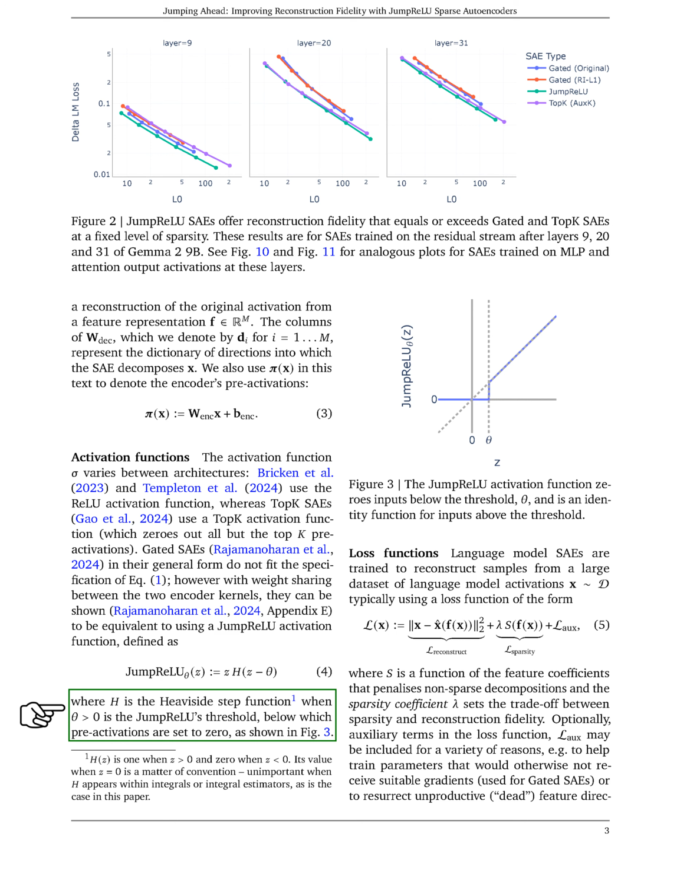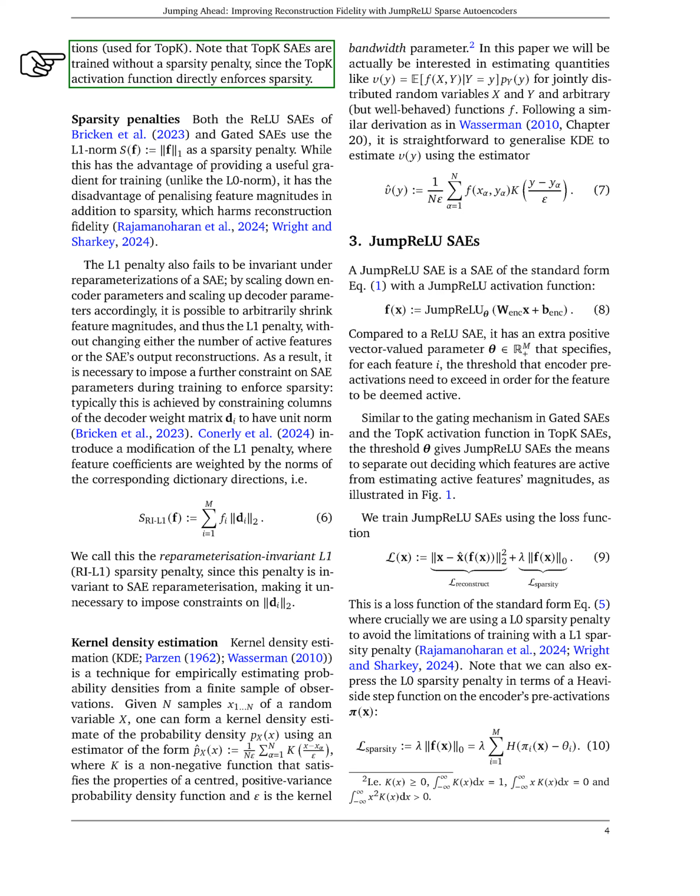This JumpReLU function is defined using the Heaviside step function, which sets pre-activations to 0 when they are below a certain threshold. Next, we turn our attention to loss functions. Language model SAEs are trained to reconstruct samples from a large dataset of language model activations. Typically, we use a loss function that includes a term penalizing non-sparse decompositions, where the sparsity coefficient determines the balance between sparsity and reconstruction accuracy.